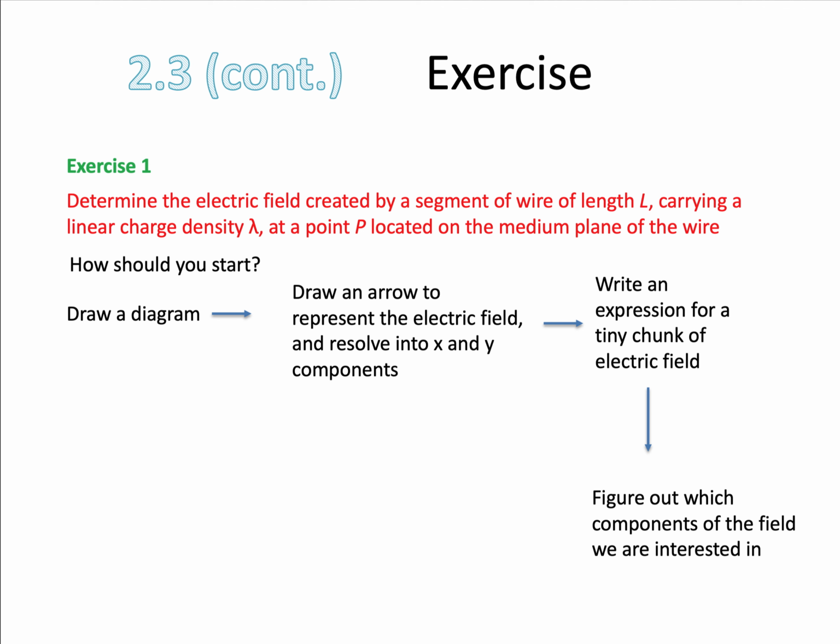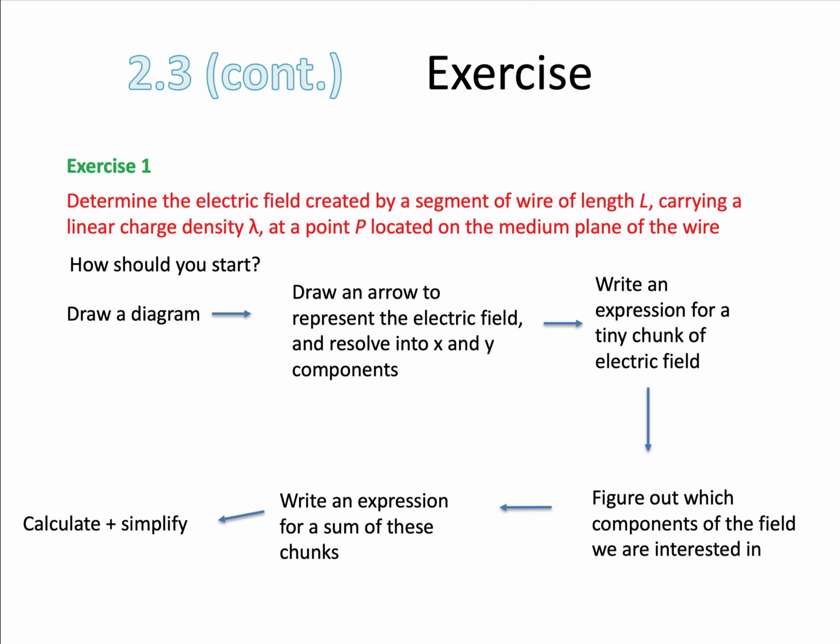It's then useful to figure out which components of the field you're interested in, as you might not need to do the calculation for all components if some of them aren't relevant. And you then want to write an expression for a sum of all the tiny chunks of electric field to find the total electric field at the point P. So you would then calculate the summation, which will probably be an integral, and then try and simplify it as much as possible. So let's start with the answer to exercise 1.